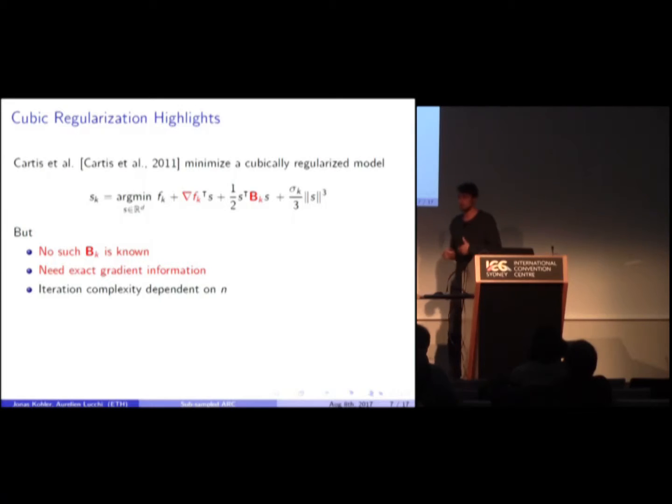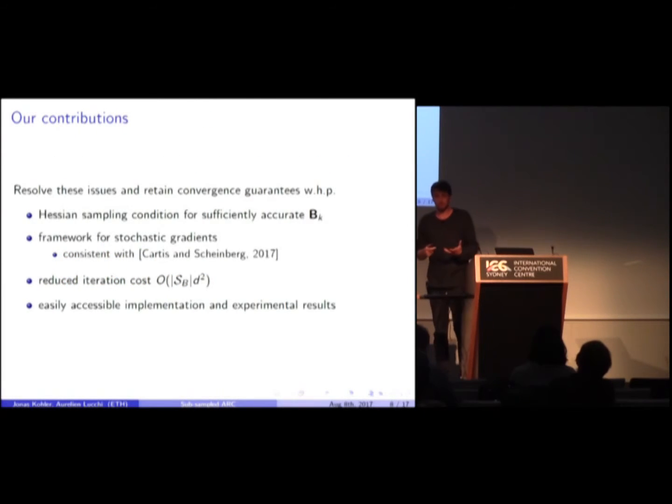But the point is that so far there was no such Hessian approximation known, and specifically quasi-Newton methods do not satisfy this agreement condition. And also you need full gradient information, and together you have an iteration complexity depending on n. And that's where our contribution comes in.